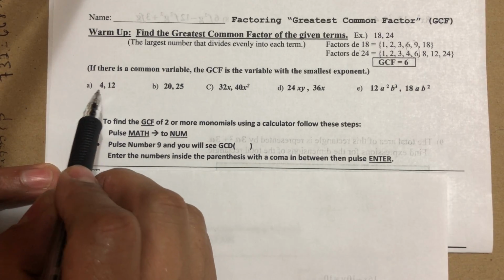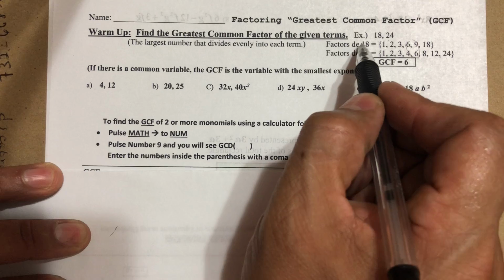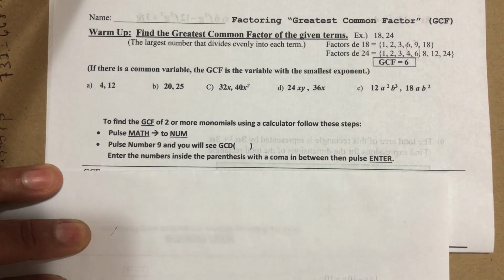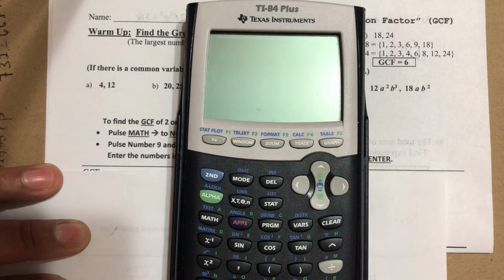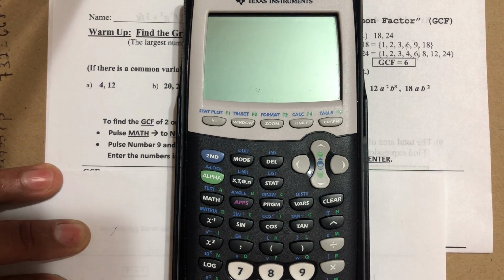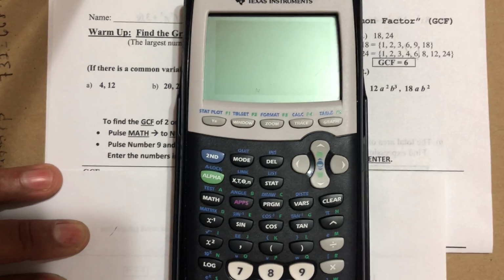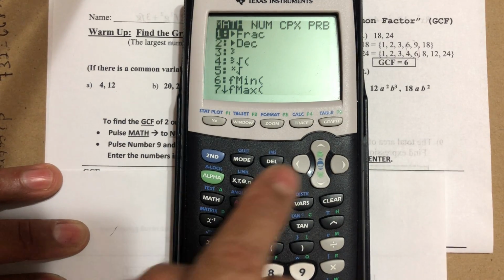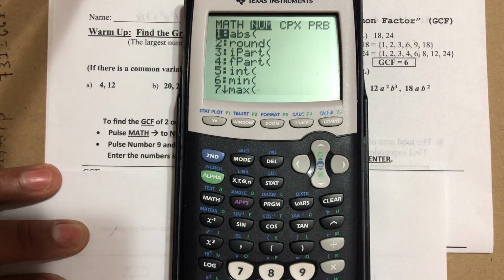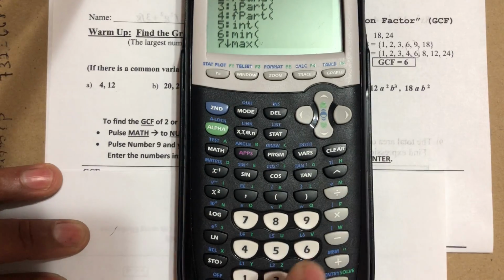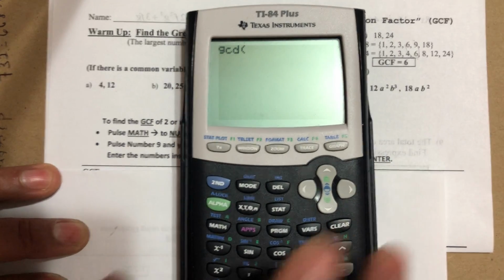So if I ask you to find the GCF of 4 and 12, instead of doing a list of the factors of 4 and the list of factors of 12, you could just go to the calculator and do this, okay? Let me just see, because I want you to see what button I'm pressing. The first button you're going to press is the button of math, okay? So you're going to do math. Oh, let me turn it on first. That will help. Math. Then we're going to go to the right, and it comes out with numbers. It's highlighted. The only thing you have to do now is press number 9, okay?